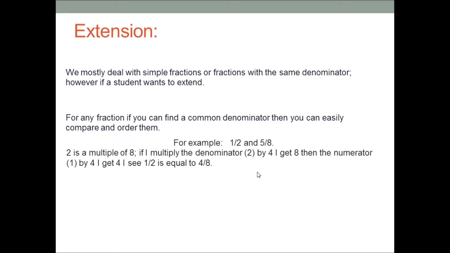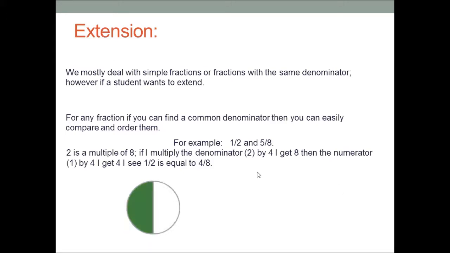So for instance, if I've got 1/2 and 5/8, they're pretty close in terms of fractions, and so it might be hard just to think straight away which one is bigger or smaller. I know that 8 is a multiple of 2, so what I can do is multiply the denominator 2 by 4 to get 8, and then the numerator, which is 1, for the 1/2, I multiply by 4 to get 4. So I can see that 1/2 is actually equal to 4/8.